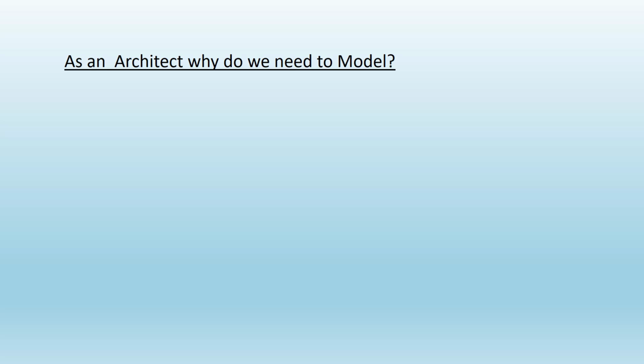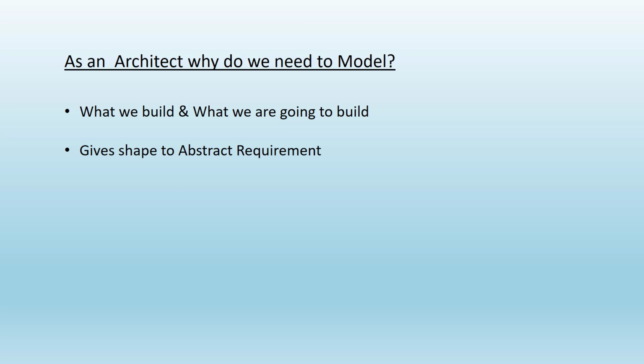So the first question you may be wondering is, what's the purpose of this modeling and why do we need to create this architecture diagram? Though we have seen challenges of modeling in the software industry compared to other industries like construction or electrical in the previous session, there are quite a few good reasons as to why we should model. For a software architect, a model is a way to communicate to audiences and stakeholders what we have built till now and what we are going to build. If it's done correctly, a model will give shape to the abstract requirement.